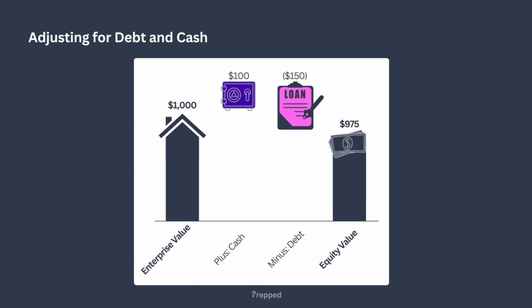But then also the person that owns the house, they have a loan to the bank. So they owe the bank $150. They've actually paid off quite a bit of their loan there. So they've only got $150 left.